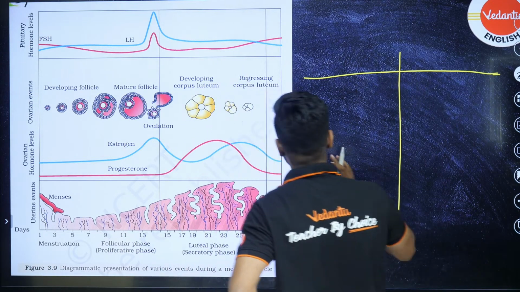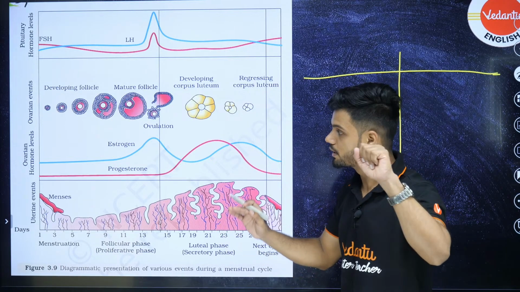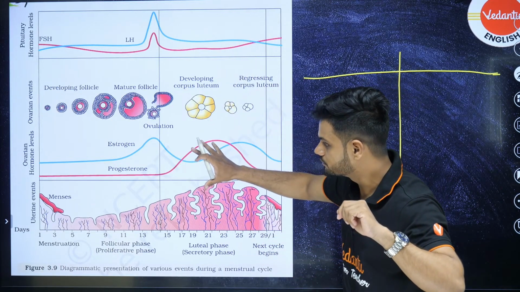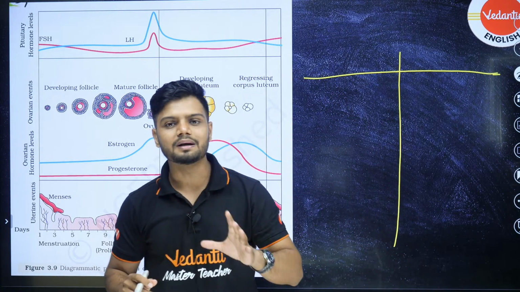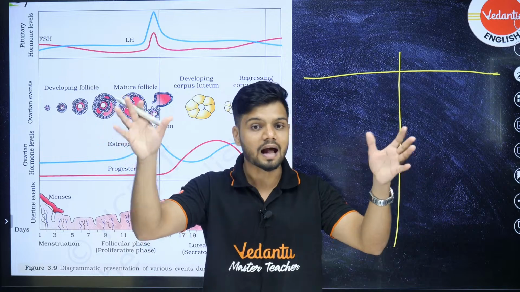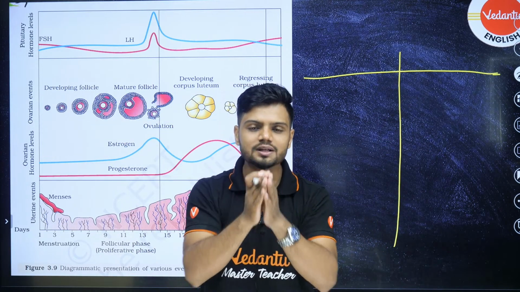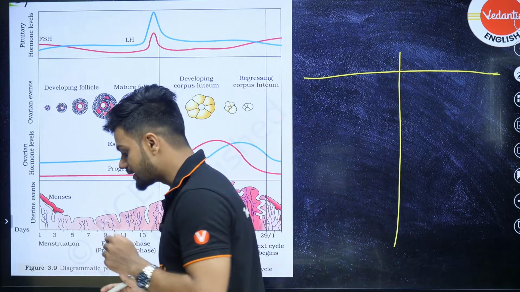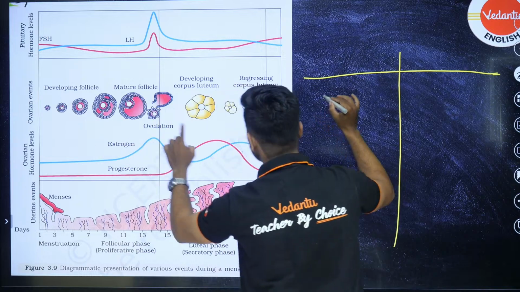Friends, you need to know that in the entire menstrual cycle, ultimate focus now, there are two events happening simultaneously. The meaning of simultaneously is that the two events are happening at the same time. What are these two events? The first event is called the ovarian events.